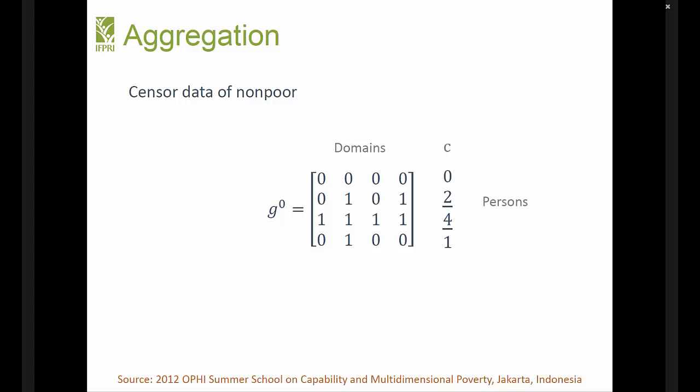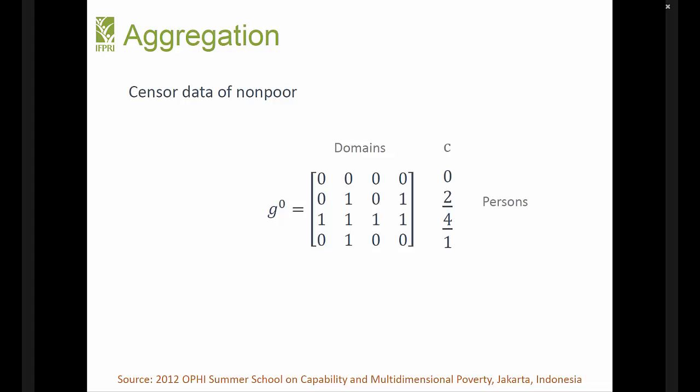If this person is non-poor, we don't need to worry about what their achievements are in the different domains, whatever they are. All we know is that they're over the cutoff, so we don't want to include them. Intuitively, the reason is that we only want to summarize the information among the poor, because they're the ones we want to target and understand the contribution of. So for example, if you have a person who is uneducated, maybe illiterate, but has high income.